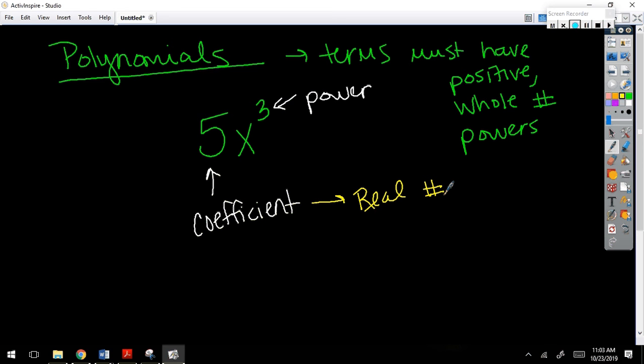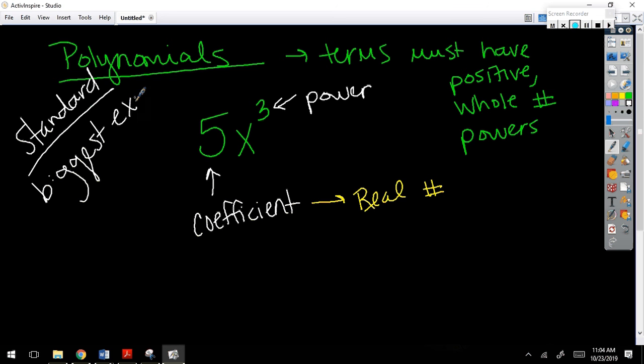When we line up polynomials, we line them up from greatest exponent to smallest exponent, okay? That is standard form. Standard. Biggest exponent to smallest. And we do this because whenever we analyze these polynomials, when it's in standard form, we can get a lot of information from it. What do you mean by biggest? X to the fifth and y.